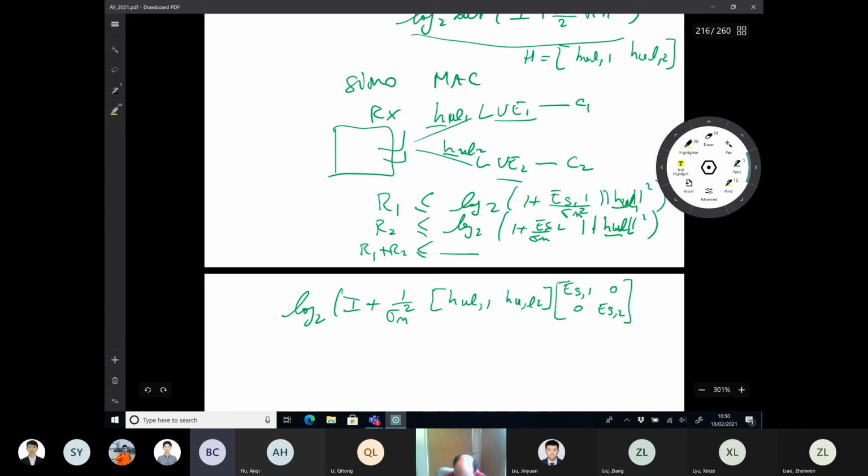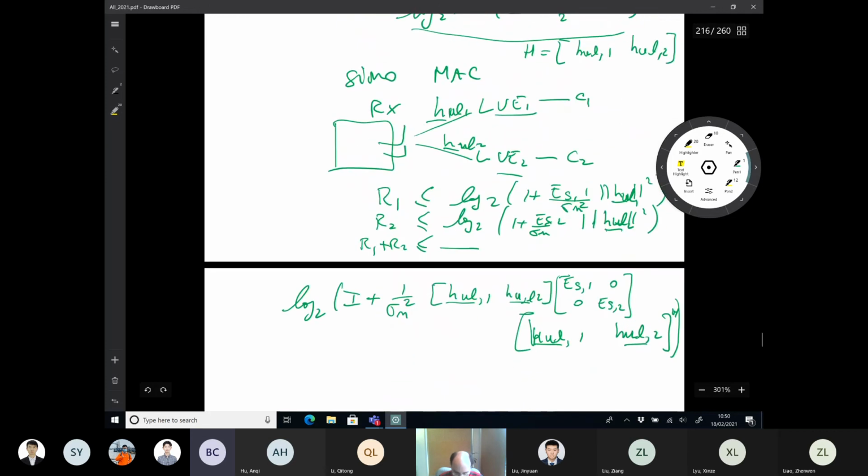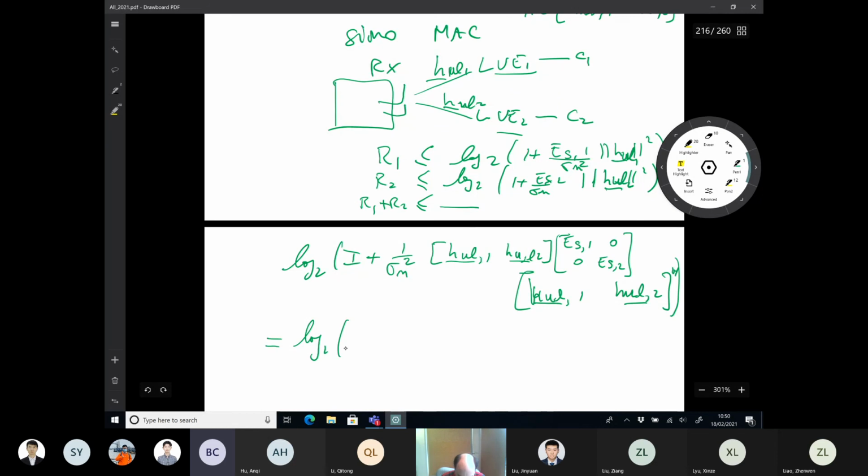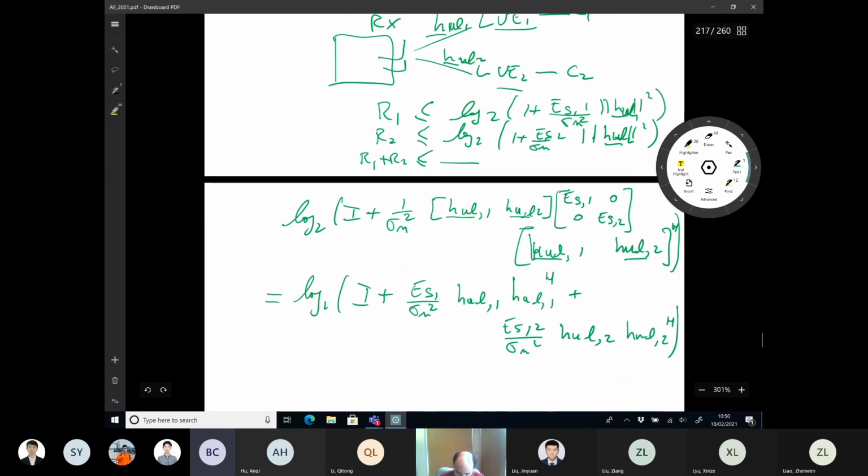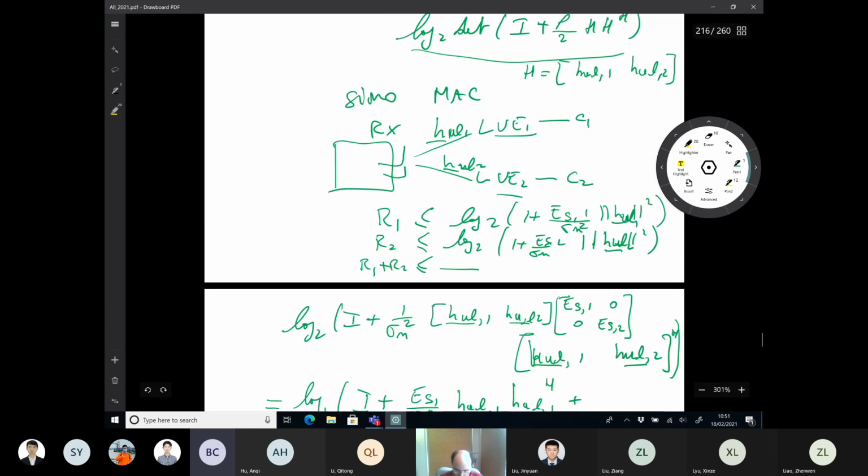This is my covariance matrix, right? This is the power allocation across the two streams, multiplied by H uplink 1, H uplink 2, H. Those are vectors again, with dimensions of the number of receive antennas. And so I can write this equivalently as log 2 of I plus ES1 over this of H uplink 1 multiplied by H uplink 1 Hermitian plus ES2 divided by H uplink 2. This is just the multiplication of the two matrices, equivalent to something like this. This is exactly what we have here.